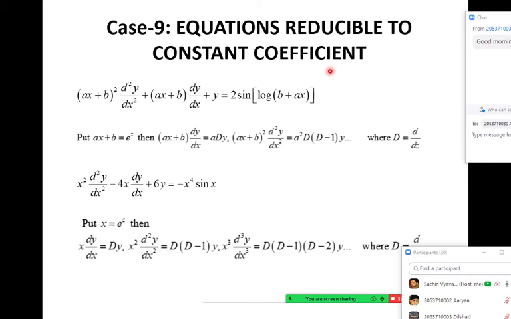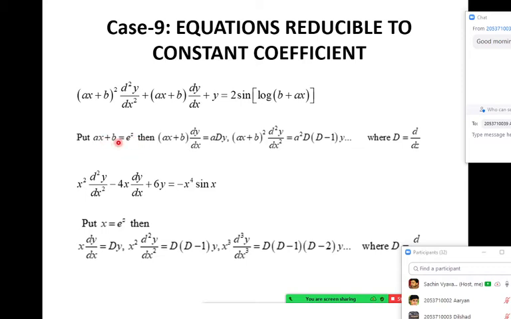So the type of the differential equation is like this. Here you will observe a differential equation with a variable coefficient. Whichever derivative it is, its coefficient is a variable. You will observe that ax plus b is there. This is the differential equation with a variable coefficient, and our aim is to reduce it to a constant coefficient like we already saw in the previous examples. For that purpose, we are going to replace ax plus b by e raised to z.